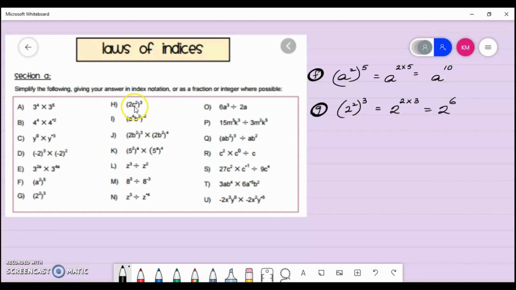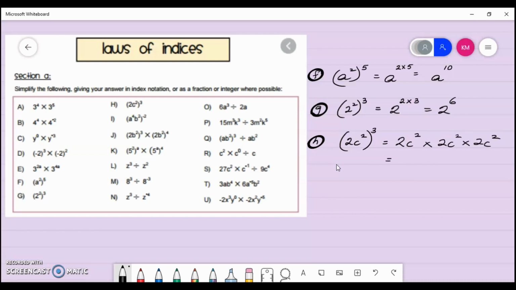Next, 2c to the power 2 raised to the power of 3. Now, this question is a bit different in that this entire bracket is raised to the power of 3. It isn't just that c to the power 2 is raised to the power 3. It's that entire expression in the bracket. So I will expand this out and you will see what our result is going to be. So this is going to be 2c squared by itself 3 times.